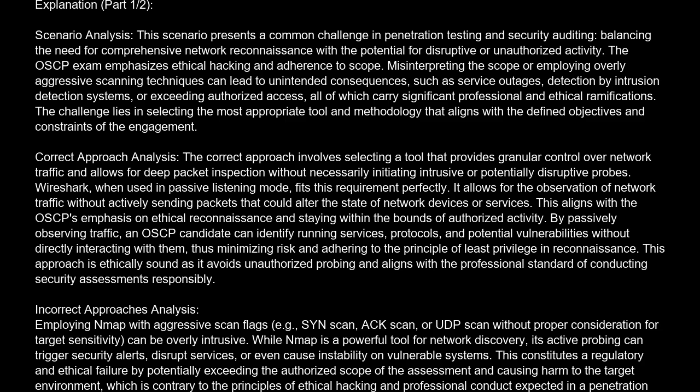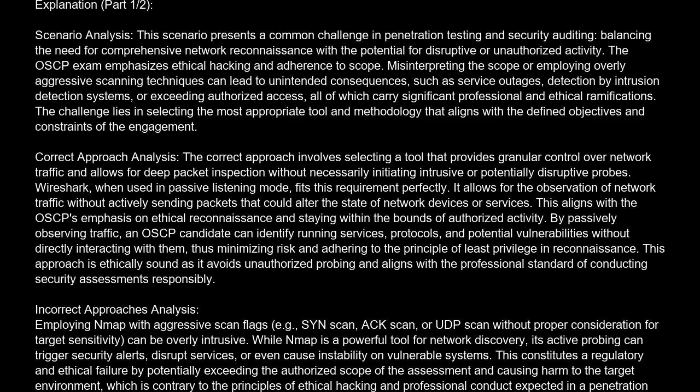Correct approach analysis. The correct approach involves selecting a tool that provides granular control over network traffic and allows for deep packet inspection without necessarily initiating intrusive or potentially disruptive probes. Wireshark, when used in passive listening mode, fits this requirement perfectly. It allows for the observation of network traffic without actively sending packets that could alter the state of network devices or services. This aligns with the OSCP emphasis on ethical reconnaissance and staying within the bounds of authorized activity.